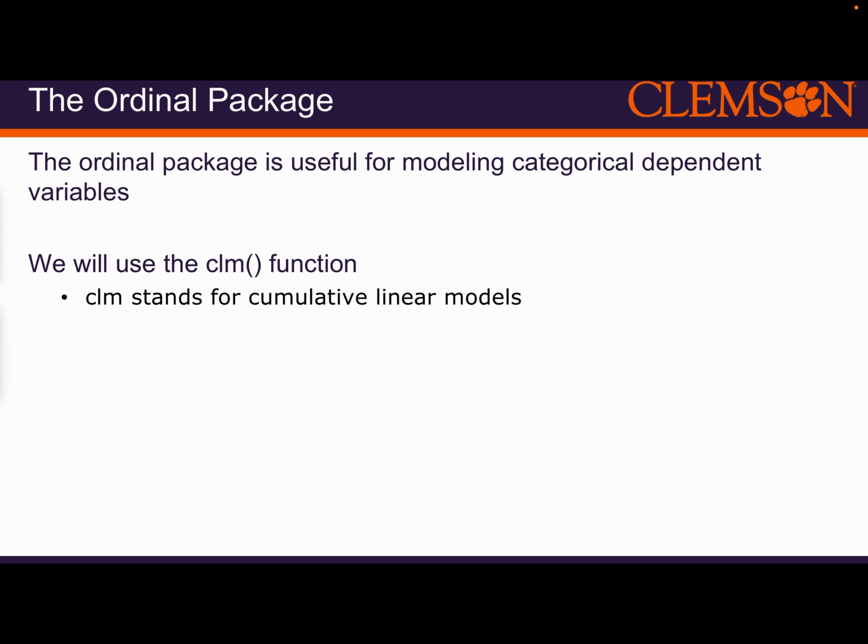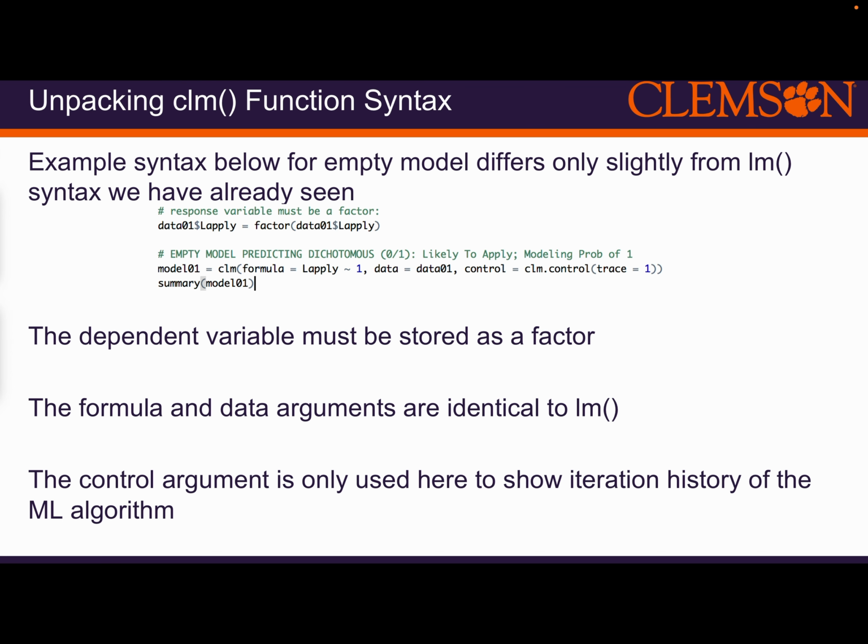But the CLM function is the cumulative linear model function. Here, the syntax that we're going to use is only slightly different from our LM syntax, right? So our response data has to be a factor. So we take our lapply, that's the 0 or 1. 0 meaning they're not likely to apply, 1 meaning they're likely to apply to grad school. We turn it into a factor, so the levels for the factor will be 0 and 1. And now that is in the CLM function. After the formula statement, that's where it goes.